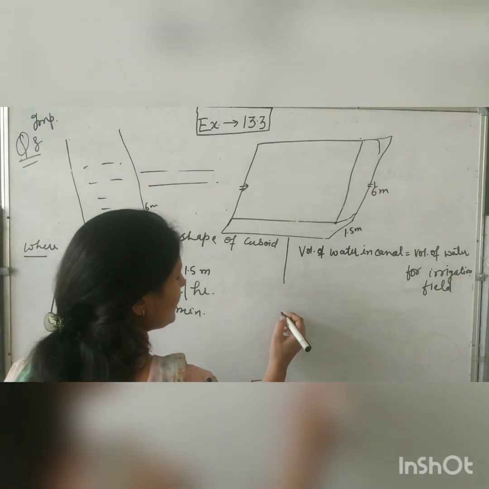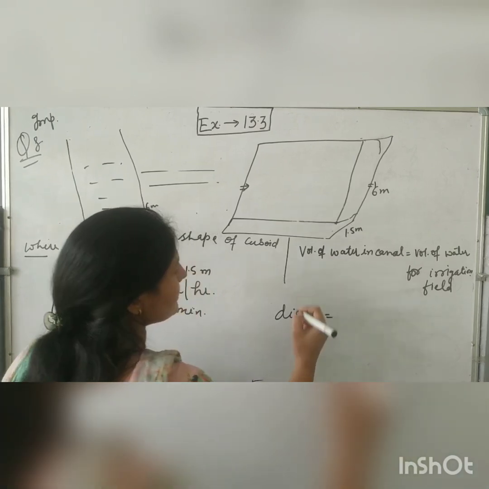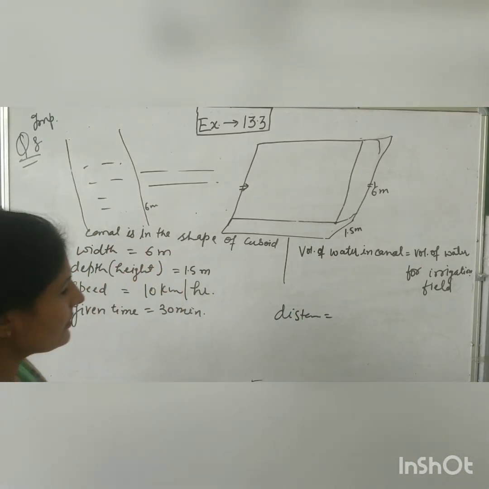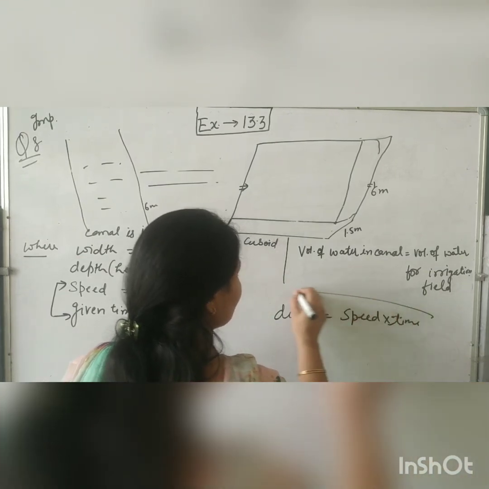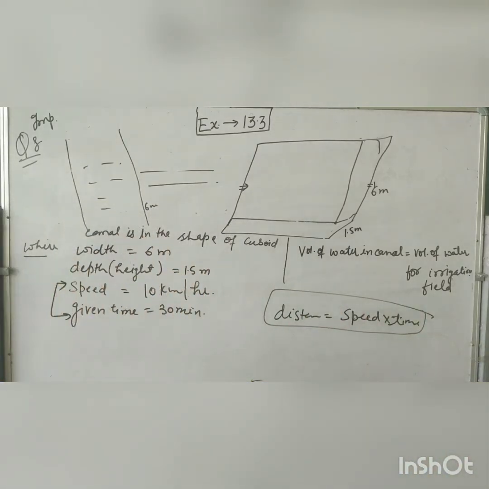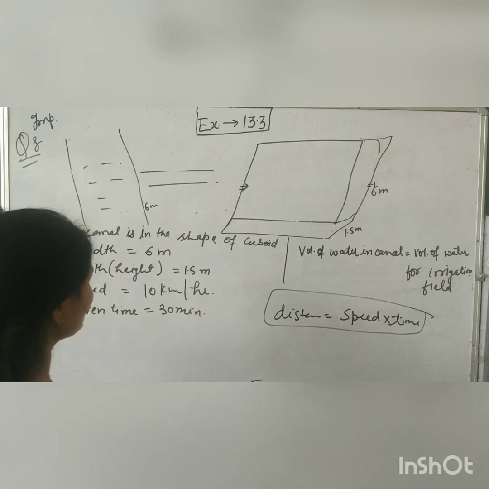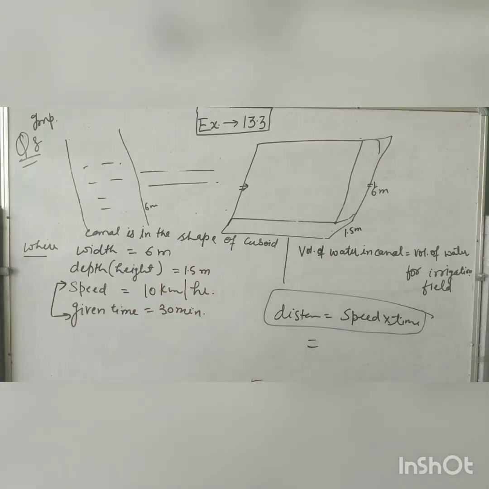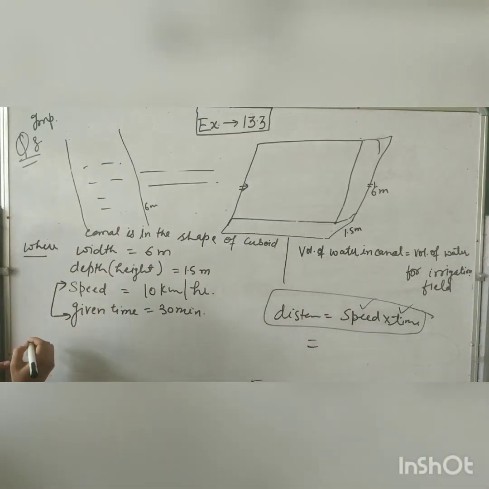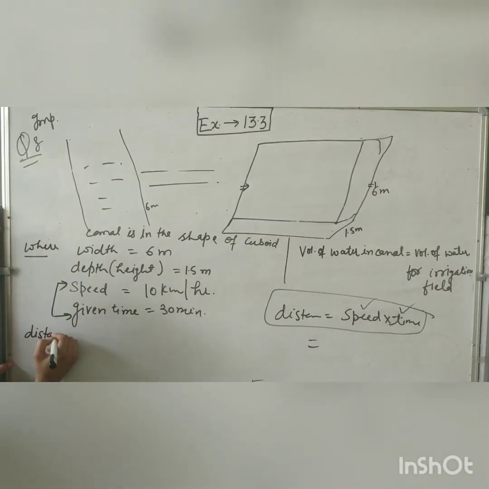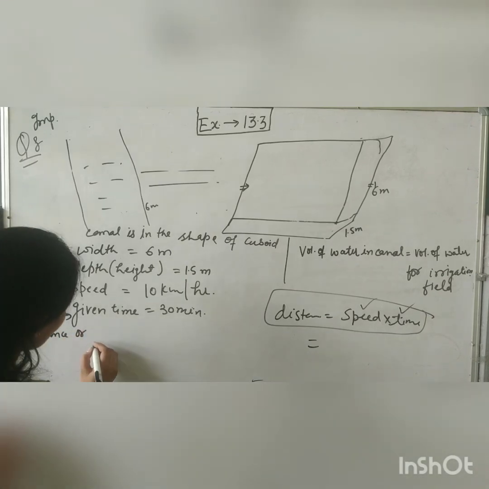As you know, students, what is the relation between them? Distance is equal to speed into time, right? We are given speed and time, so we can find distance, or you can say the length of the canal.